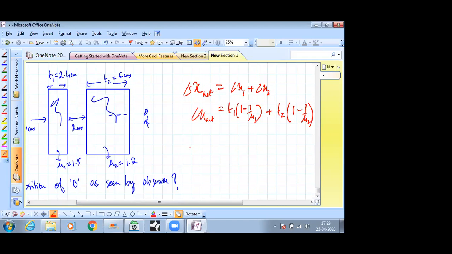So this net shift here, you will see, will become 2.4, and the refractive index is 1.5 or 3 by 2. So this will become 2.4 into 1 minus 2 by 3, plus 6 into 1 minus 1 upon 1.2. Now 1.2 is 6 by 5, so 1 by mu will become 5 by 6. So this will become 6 into 1 by 6. Okay, so this is becoming 0.8 plus 1. So the shift will be by 1.8 centimeters.